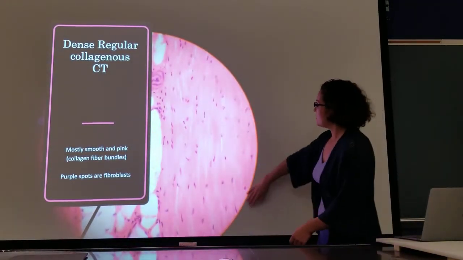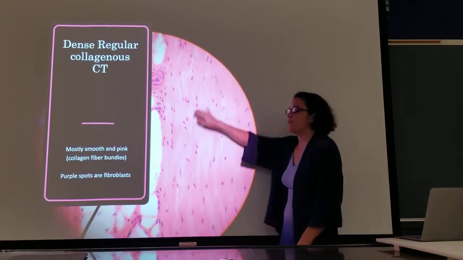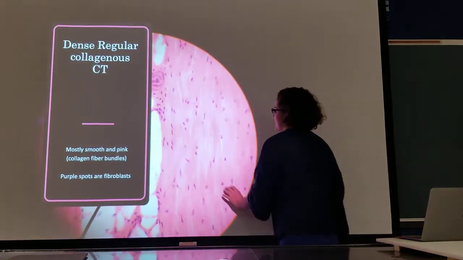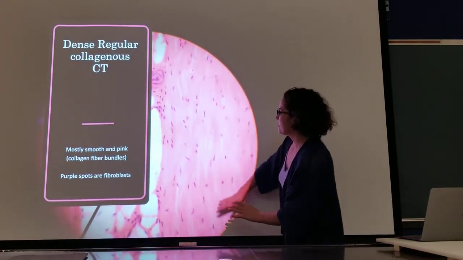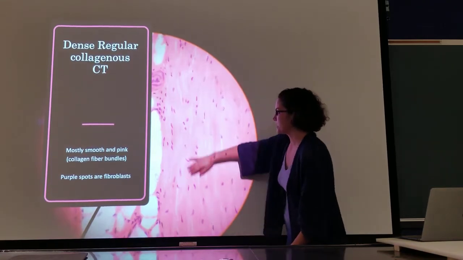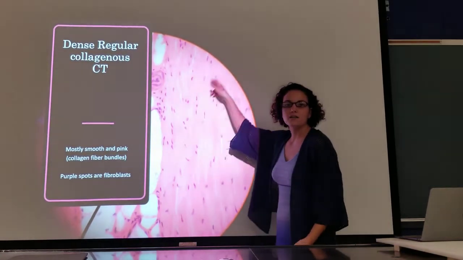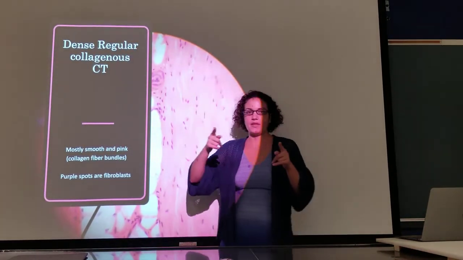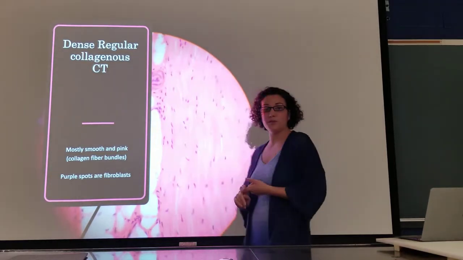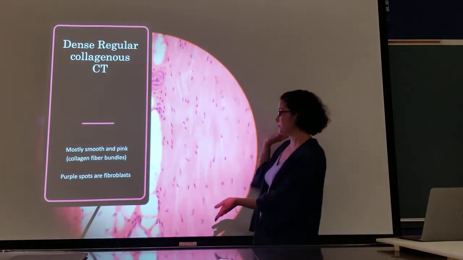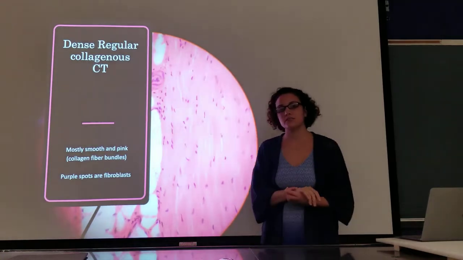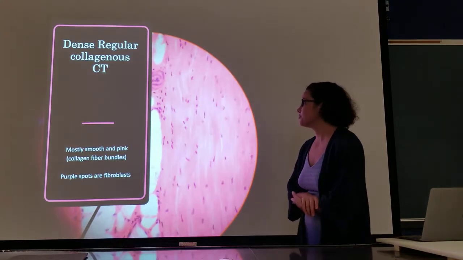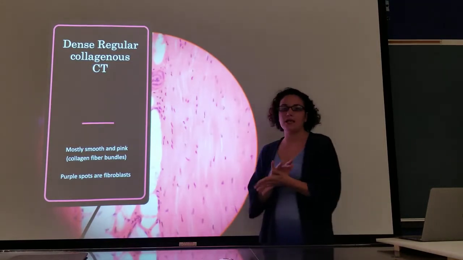So this right here, all of this pink, we know that pink means collagen fibers, all right? So it's all nice, it's densely packed, and it's regular in that its pattern, the way that it's aligned, is nice and parallel, all right? We also have purple dots, and purple dots means fibroblasts. So I can ask you what the cell type is, you'd say fibroblast, and I can ask you what the protein fiber is, and you would say collagen. The location for dense regular collagenous connective tissue is found in your tendons and ligaments, all right?